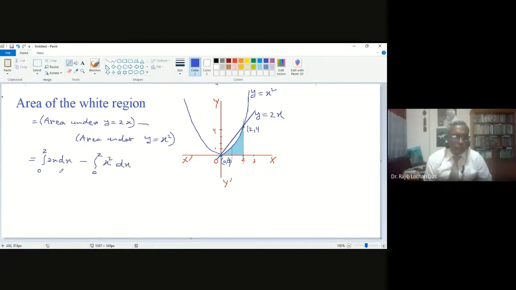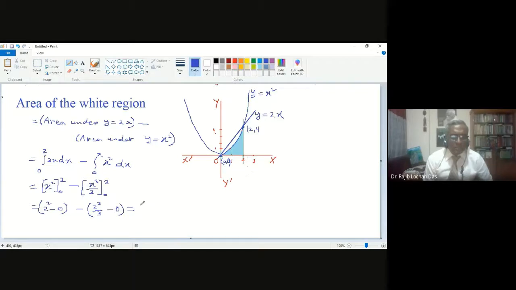So for 2x dx you can find 2 into x square by 2, so it is x square, that's all. With 0 and 2 as the x boundaries. And it is x cube by 3, with 0 and 2 as the x boundaries. You put in the x values, so it is 2 square minus 0 square, and then minus 2 cube by 3 and 0 cube by 3. So finally it is 4 minus 8 by 3.